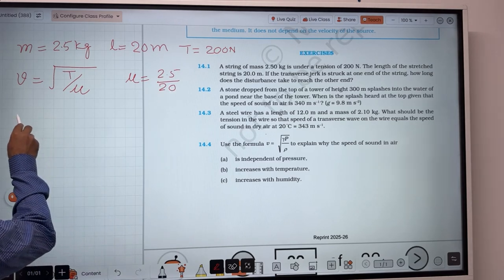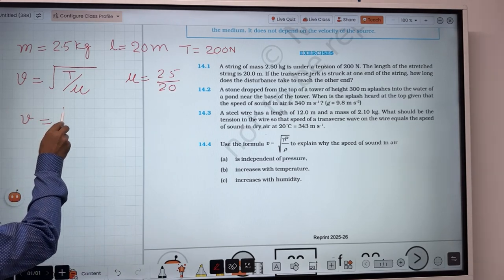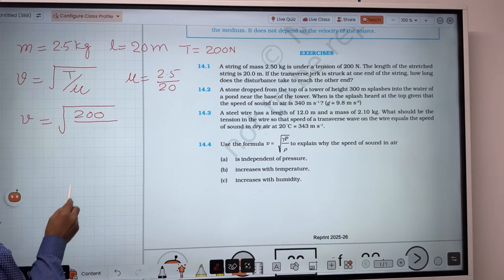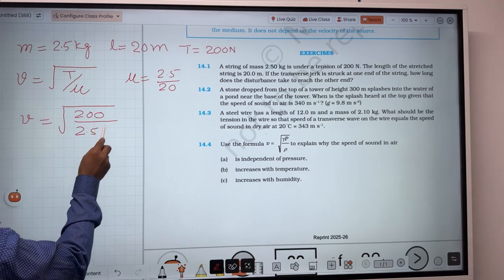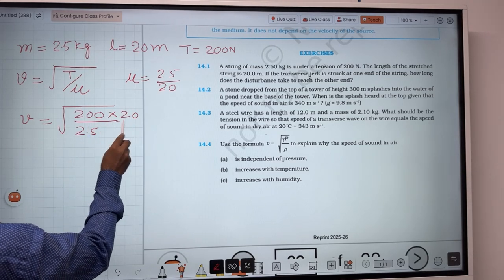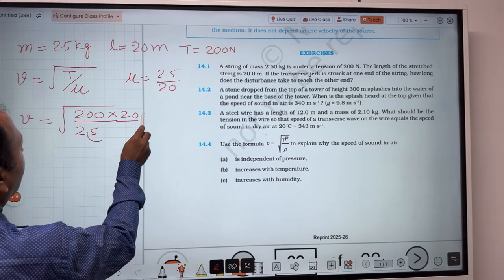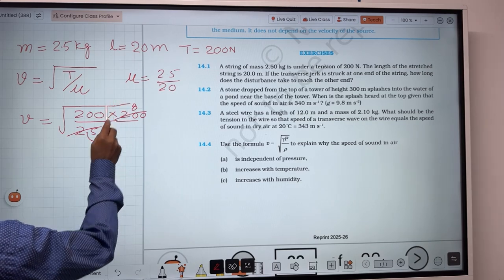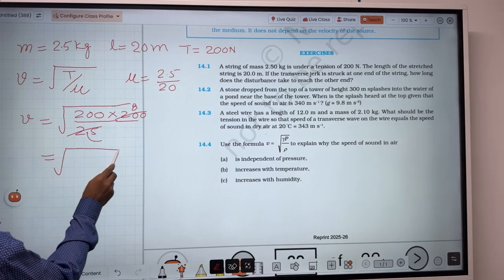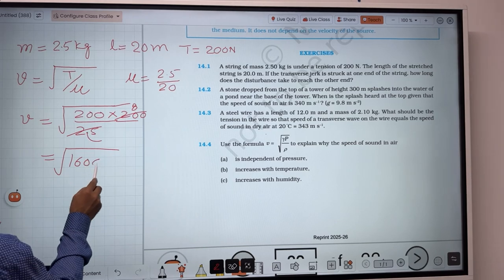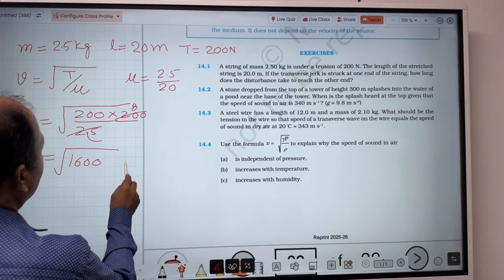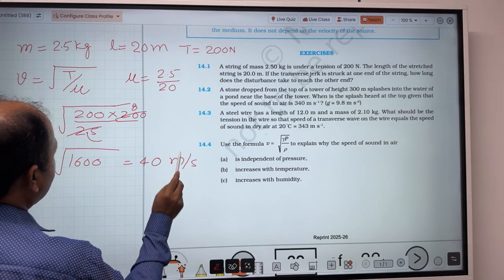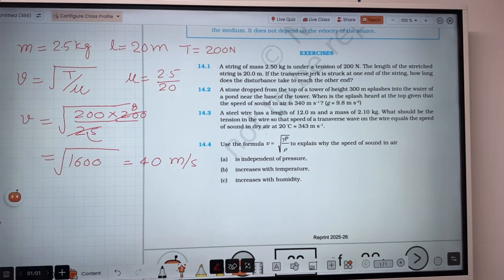Right. Now putting these values, V equals root of T, T means 200, divided by mu, 2.5 divided by 20. So let's write 20 here, and then we can remove this decimal from here. We make one more 0, and then 25 eights are 200. So this becomes root of 1600. Correct? So its square root will be 40 meter per second. So we have got the value of velocity.